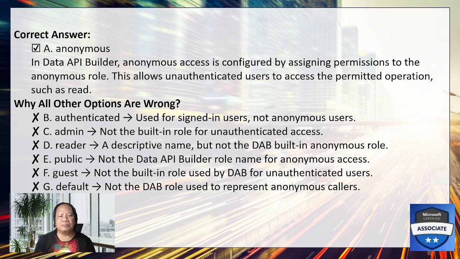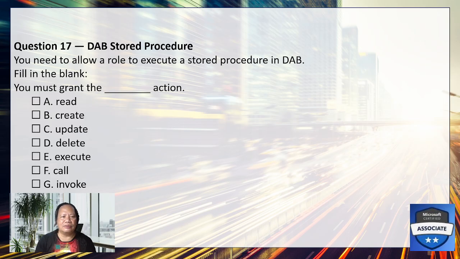Authenticated is for signed-in users, not anonymous. Admin is not a built-in role for unauthenticated access. Reader is a descriptive name, but not the built-in anonymous role. Public is not the Data API Builder role name for anonymous. Guest is for SQL, it's not for DAB. And default is also not a DAB role.